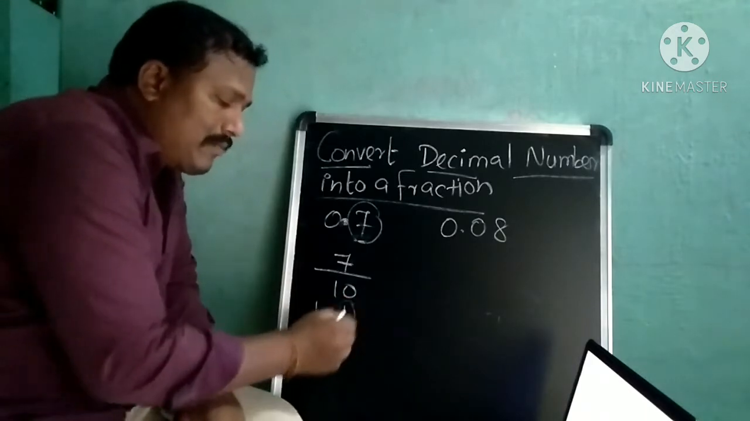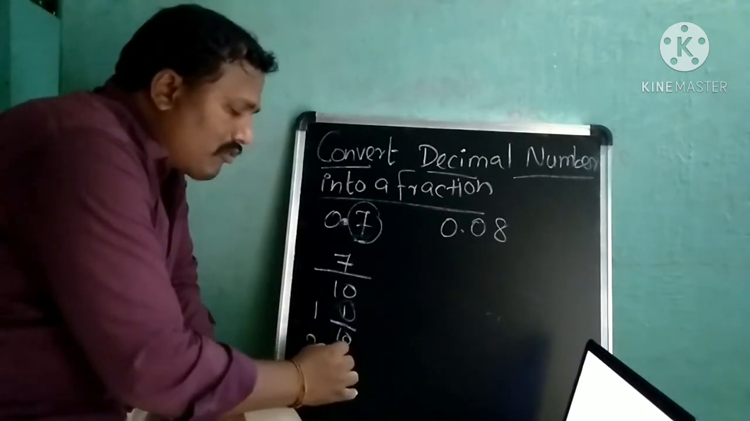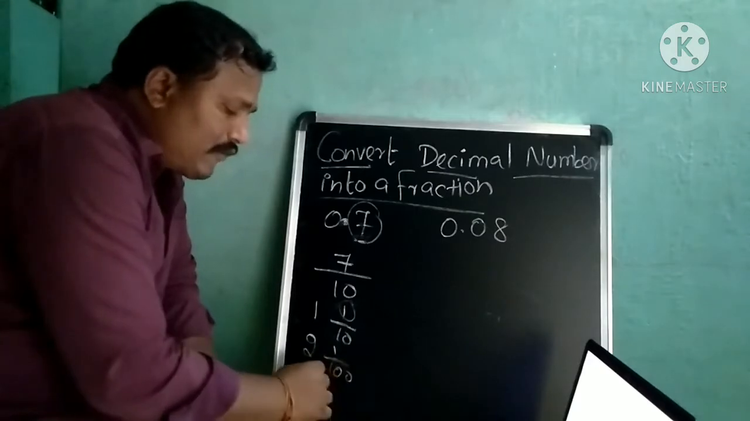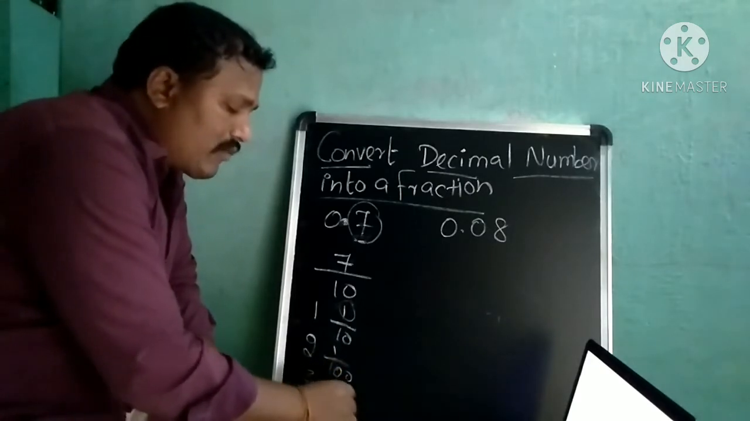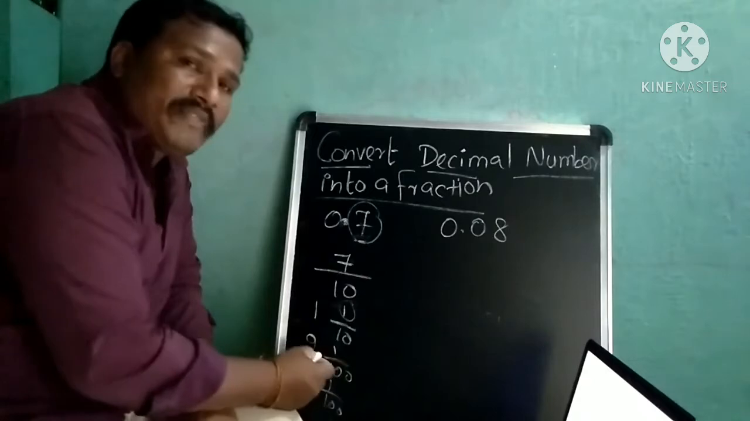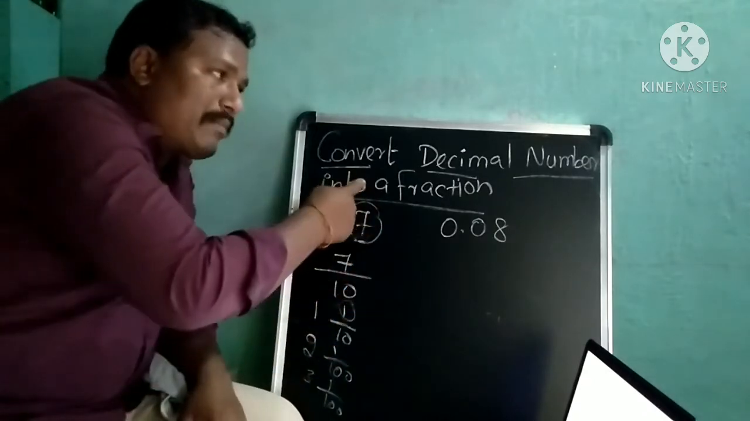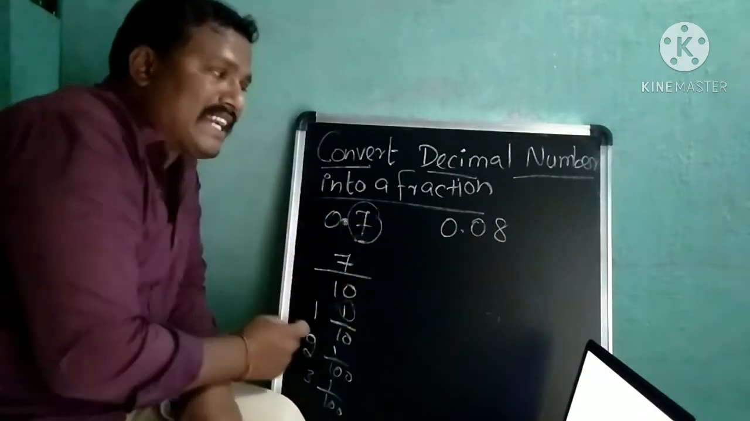If it is decimal place 1, you take 1 by 10. If it is decimal place 2, you have to take 1 by 100. If it is decimal place 3, you take 1 by 1000. So this is the way I am going to convert the decimal number into a decimal fraction. Let me take another example.